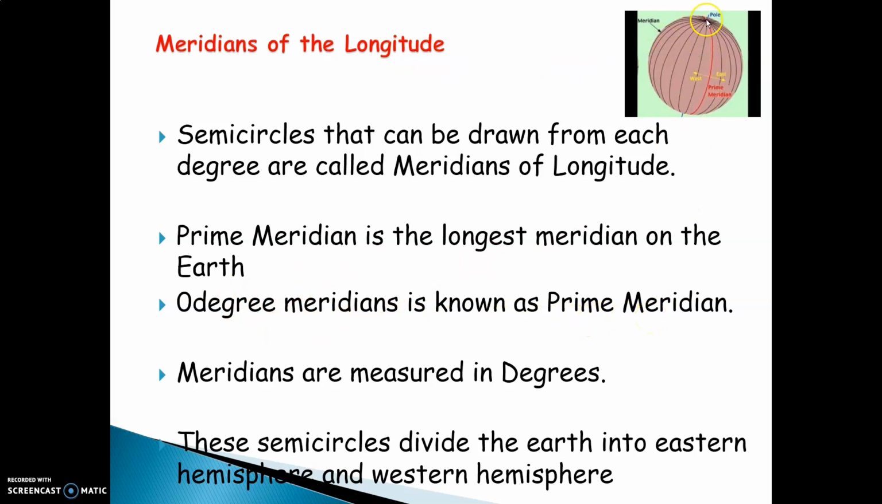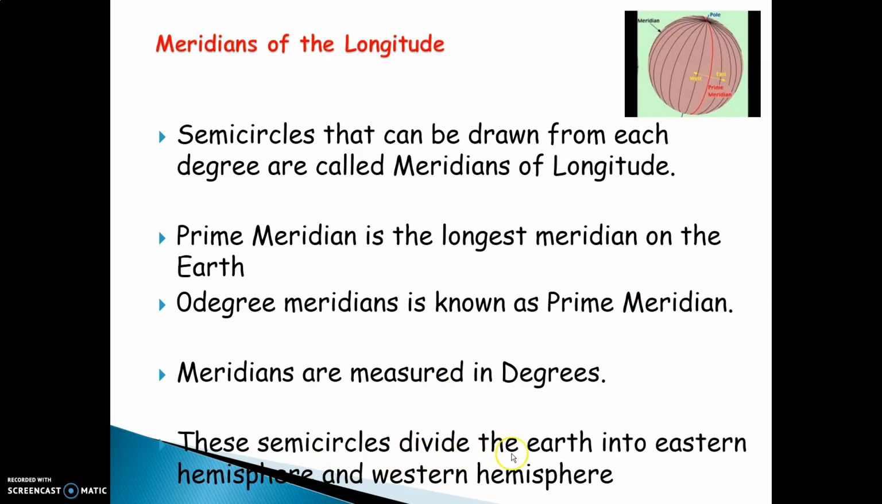That means this line which starts from the exact North Pole, passes through the center of the earth, and meets the South Pole is called the prime meridian. Prime meridian is also called the 0 degree meridian because it passes through the center. You will see these other meridians do not pass through the center of the earth, but only this red color line, the prime meridian, passes through the center of the earth. Meridians are always measured in degrees.